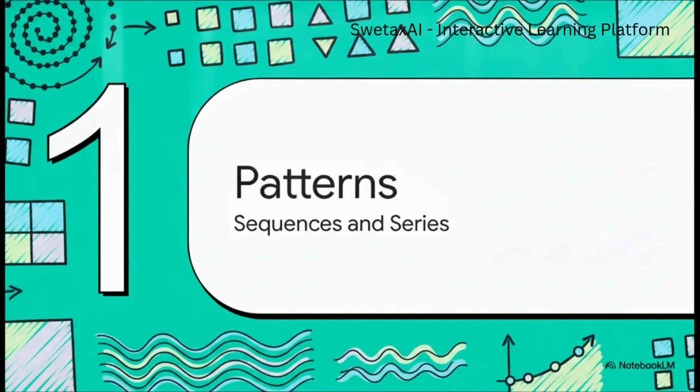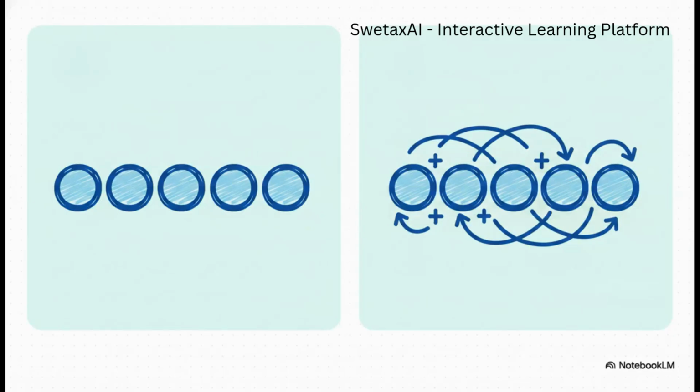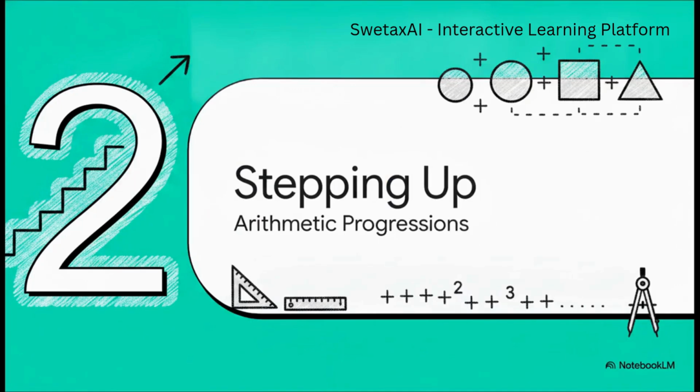Let's start with Section 1, Patterns, Sequences, and Series. Let's just make sure our definitions are crystal clear here. A sequence is the ordered list itself. It's governed by a strict rule, like 2, 4, 6, 8. A series, on the other hand, is simply what happens when you sum all those terms up. So the sequence is the list, and the series is the sum. Pretty straightforward.